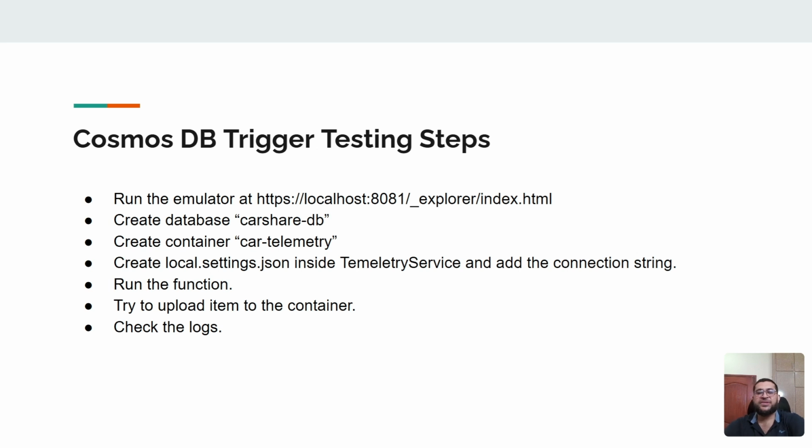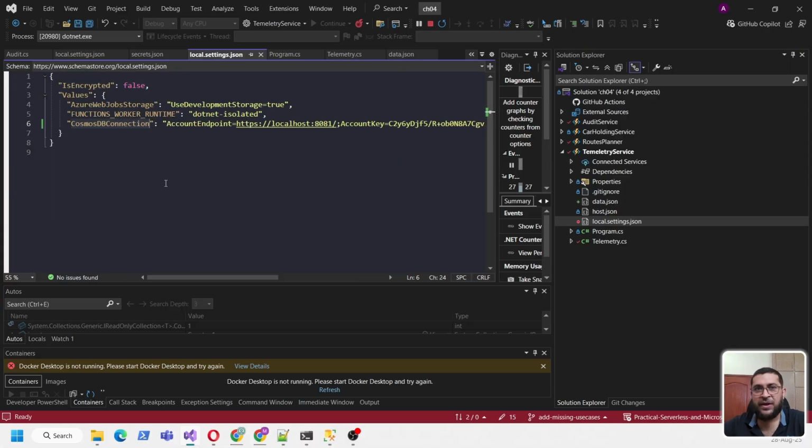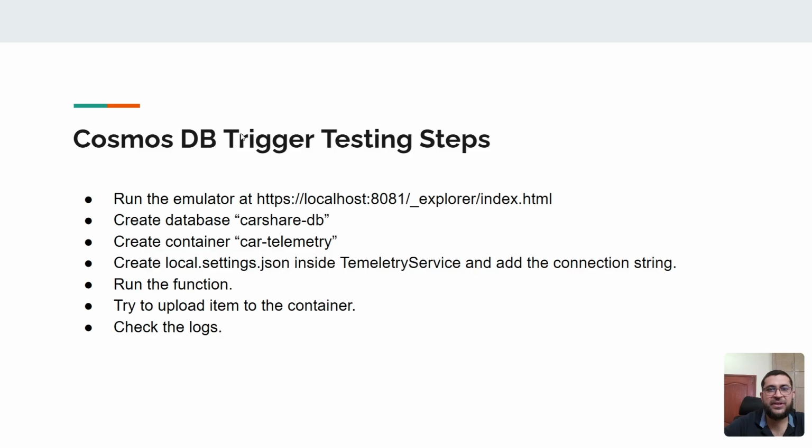Okay, so for the steps, I already showed the steps as well. You will run the emulator, you will create a database. Inside the database, you will create one container, and then you will create the app setting JSON file as well, like this one. You will put the DB connection there, and you will run the application. You will upload any item to the container, and you will check the log. So this is how the Cosmos DB trigger works.